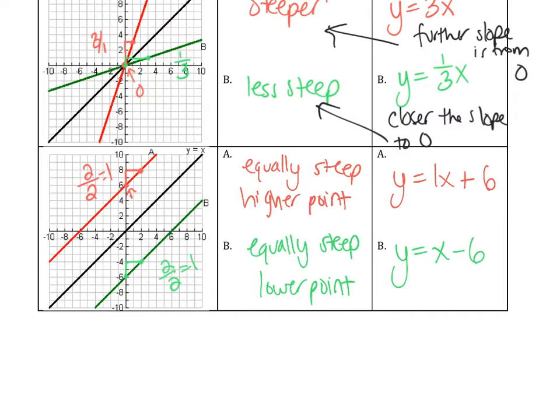So if you notice the difference between these two equations, the difference here is the y-intercept. This one is +6 for line A. Line A has a y-intercept of 6, and line B has a y-intercept of -6. And notice that that refers to whether it is at a higher point or a lower point.